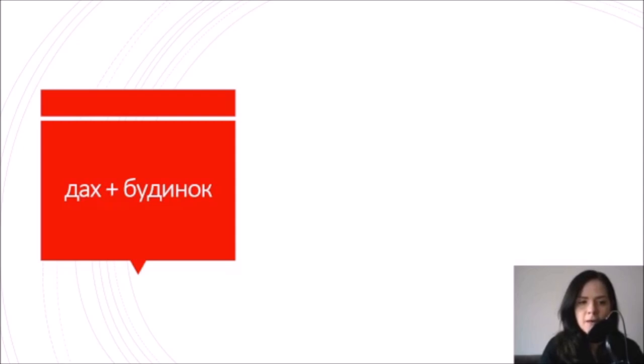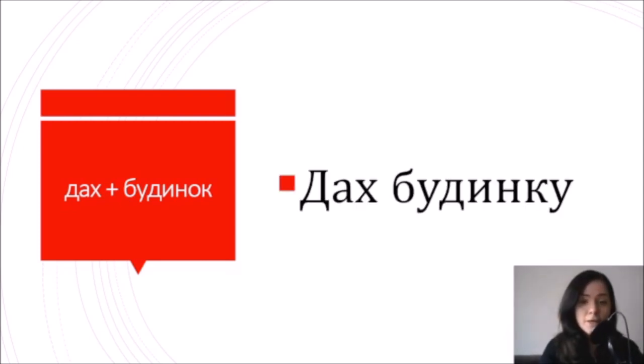Next, дах, будинок. Дах means roof. Будинок means house. So the roof of a house will be дах будинку. Дах будинку, будинок in the genitive case will be будинку. Дах будинку means the roof of the house.